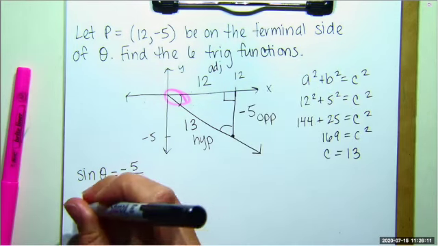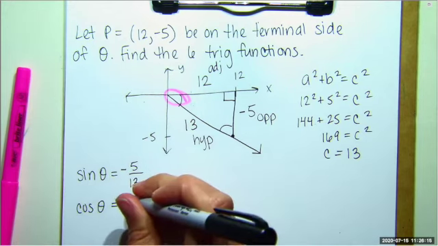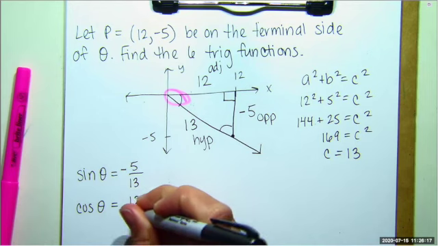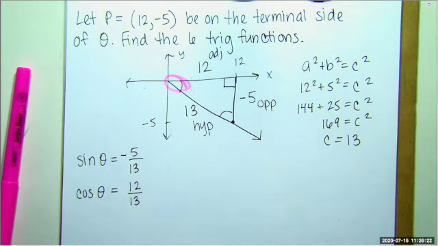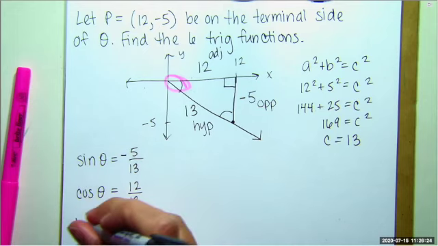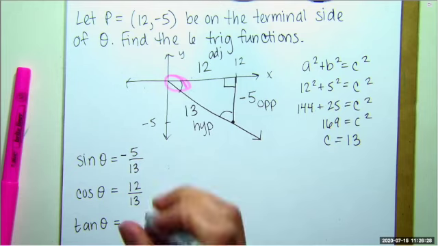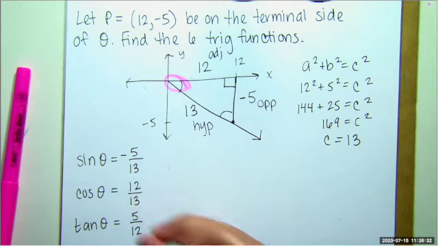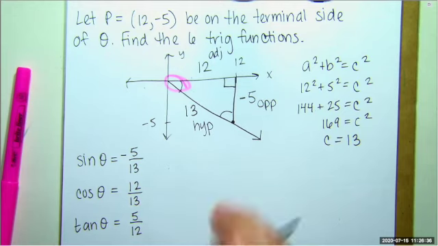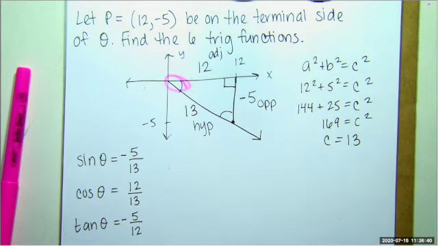Next up, cosine of theta. We think SOH CAH TOA. Cosine is adjacent over hypotenuse, and in the fourth quadrant, cosine is positive. Third one, tangent of theta. Tangent is opposite over adjacent, and in the fourth quadrant, tangent is negative. If you wanted to track through this -5, that's where that comes from.